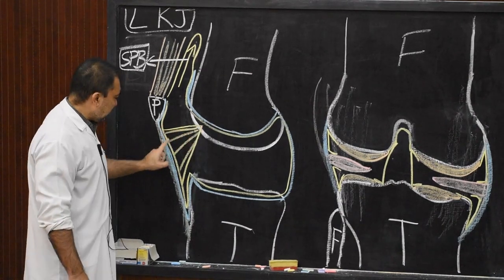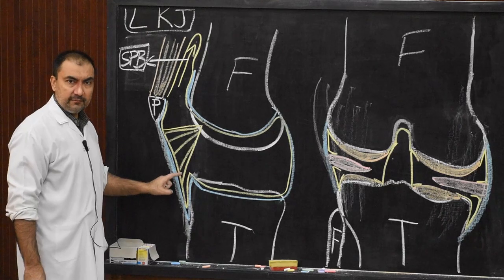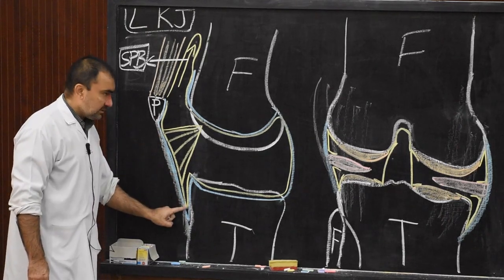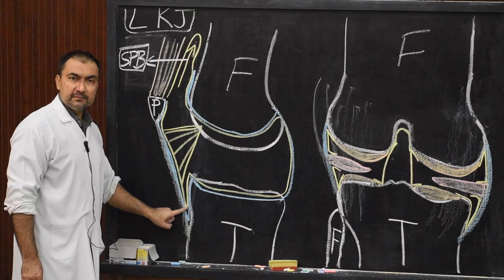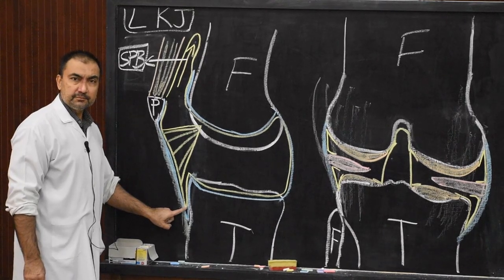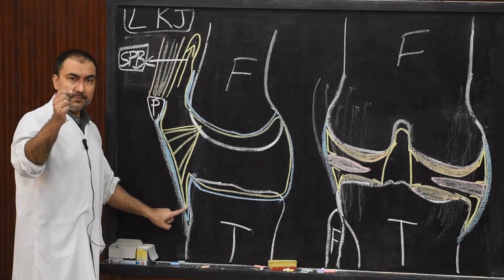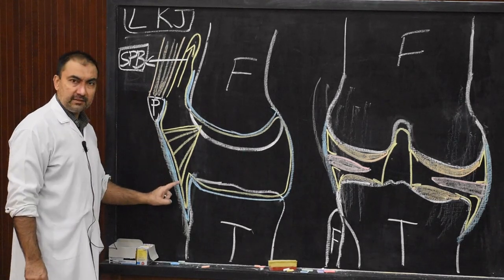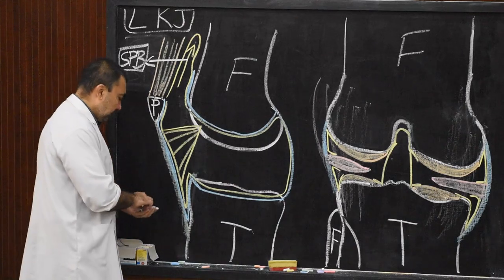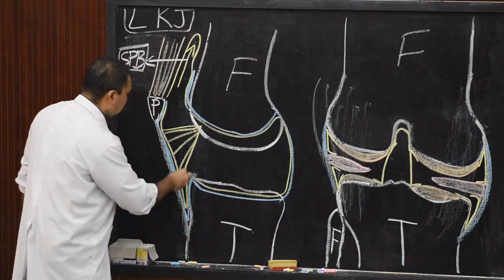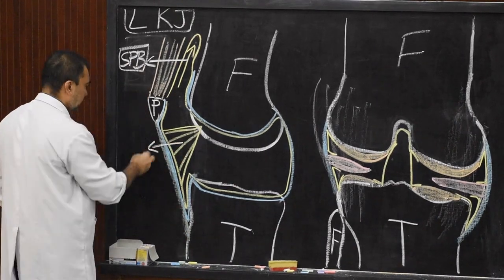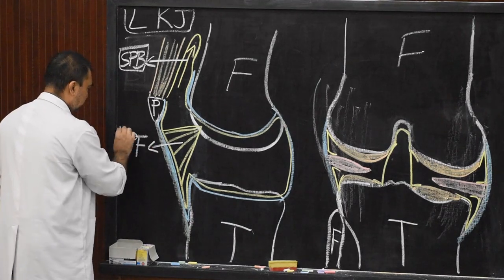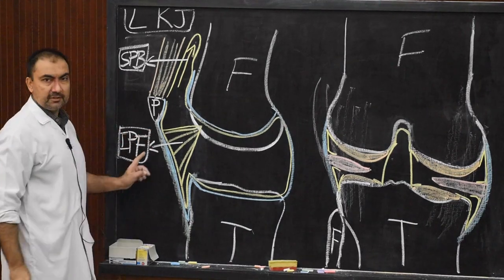Base will be attached to ligamentum patelli, which will extend from apex of patella to the tibial tubercle. So therefore, the base is attached to the entire ligamentum patelli. This triangular fold will form the second projection of the synovial membrane, which will be known as infrapatellar fold. This is the second projection, infrapatellar fold.